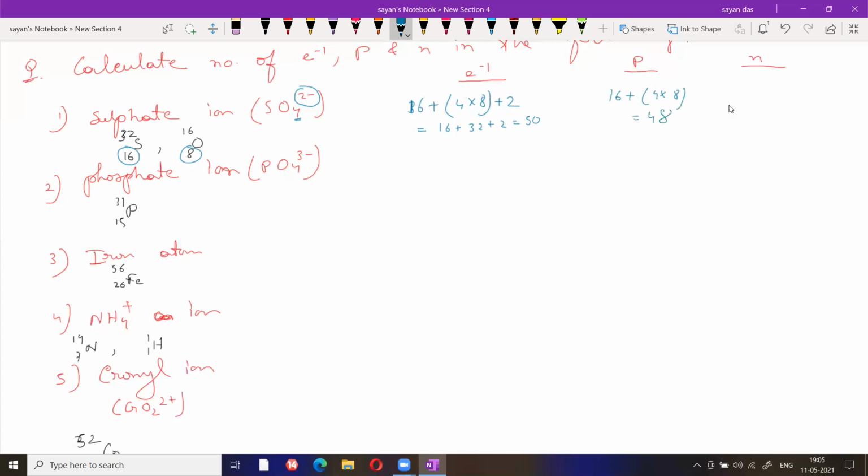Okay. Go through the neutron. Neutron number for sulfur. What is the difference between mass number and atomic number? For sulfur, 32 minus 16 equals 16. For oxygen, 16 minus 8 equals 8. How many oxygen is present? 4 oxygen. The value is 48. Try to solve the others quickly. I'll give you 5 minutes for that.